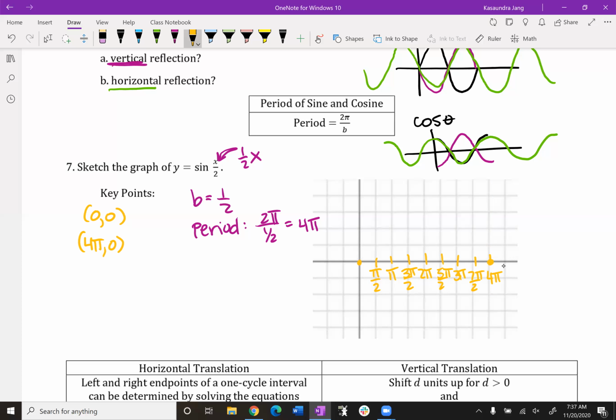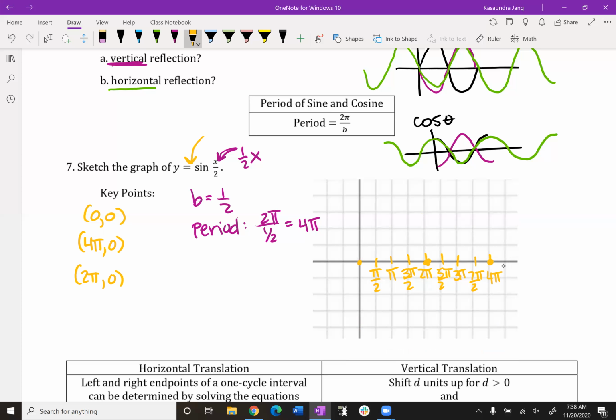And then again, sine in the middle of this one cycle should also hit 0. So in the middle of 4 pi would be 2 pi. So we're going to have the point (2 pi, 0). And then sine, usually it should go up, hit its max, go through the x-axis, hit its min, and back to the x-axis. So let's look at what the max and min are.